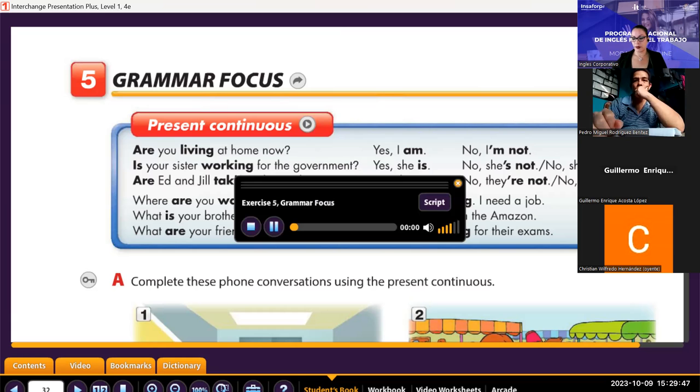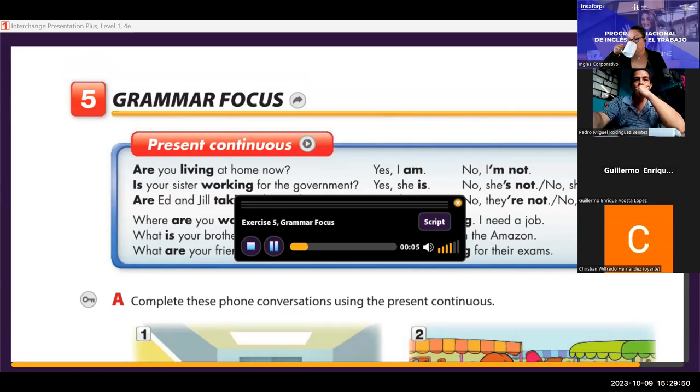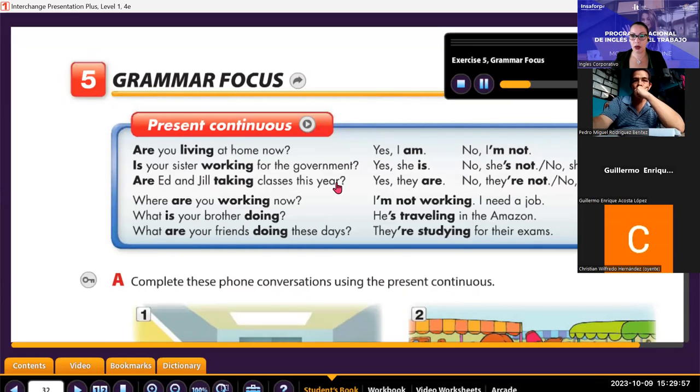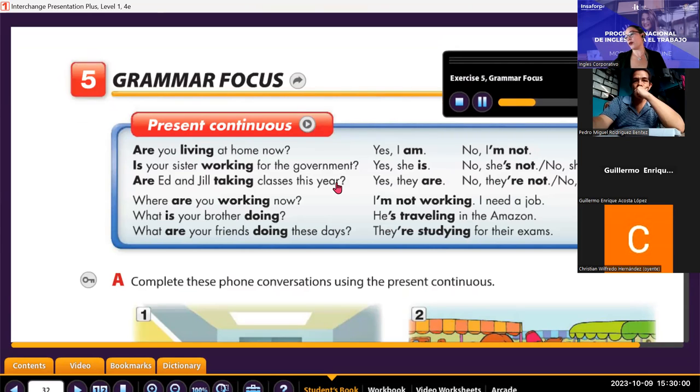Page 32, Exercise 5, Grammar Focus, Present Continuous. Are you living at home now? Yes, I am. No, I'm not. Is your sister working for the government? Yes, she is. No, she isn't. Are Ed and Jill taking classes this year? Yes, they are. No, they aren't. Where are you working now? I'm not working. I need a job. What is your brother doing? He's traveling in the Amazon. What are your friends doing these days? They're studying for their exams.